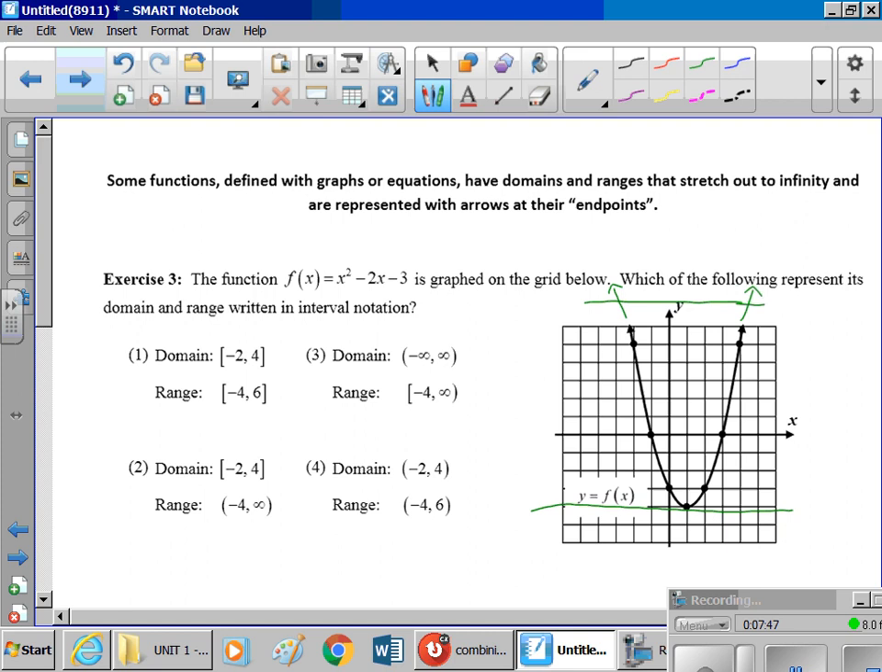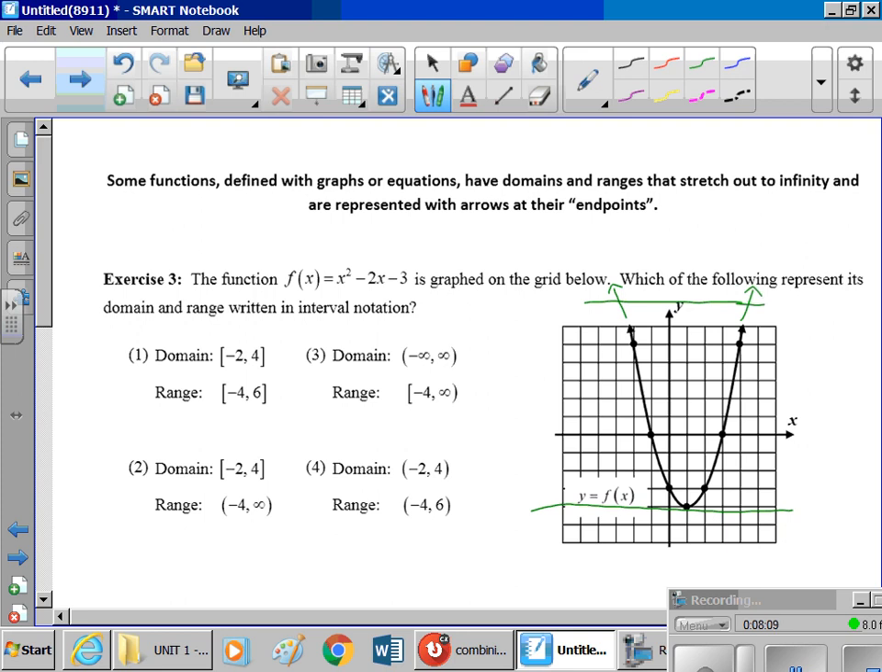So the function f of x equals x squared minus 2x minus 3 is graphed on the grid below. Which of the following represents its domain and range written in interval notation? So multiple choice, it's giving you interval notation. So we have to figure out which one is the correct answer.